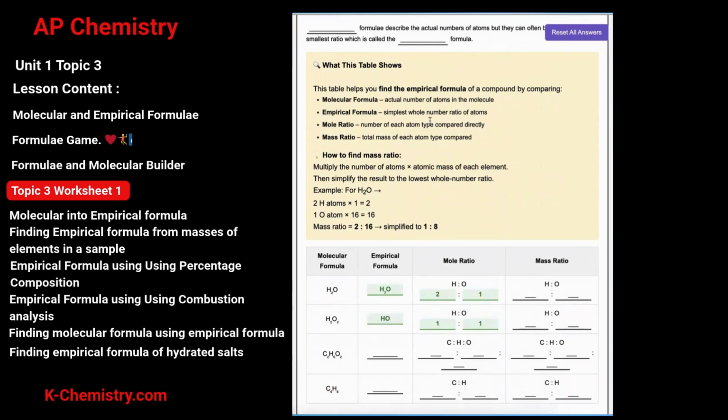So the number of atoms ratio. And the mass ratio is the total mass of each atom type compared. So what is the mass of this one to the mass of this one? How to find the mass ratio? Multiply the number of atoms by the atomic mass, then simplify it. For example, H₂O, this ratio is 2:1. So multiply 2 by 1, it is 2, and O is 16. So it is 2 to 16, so simplified will be 1:8, and it will be in grams for sure.